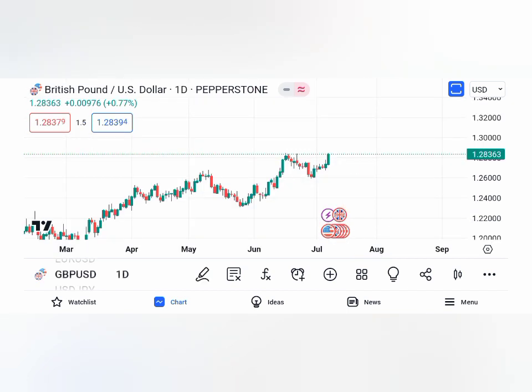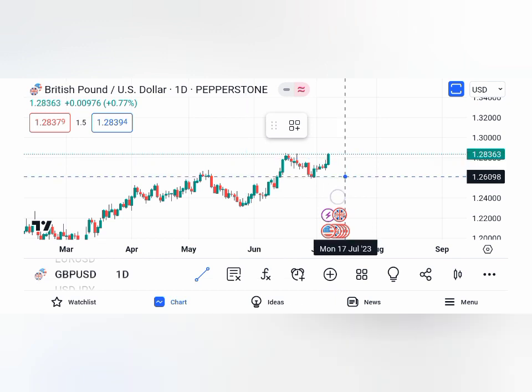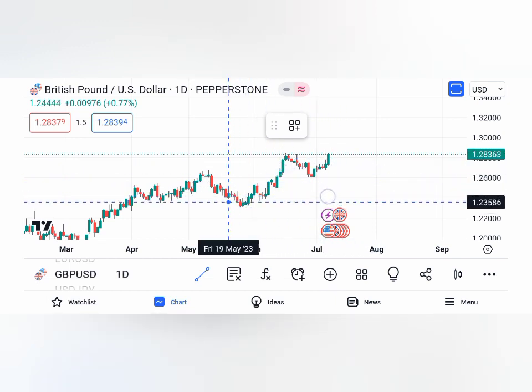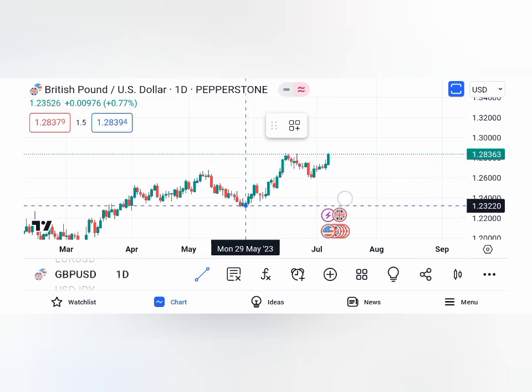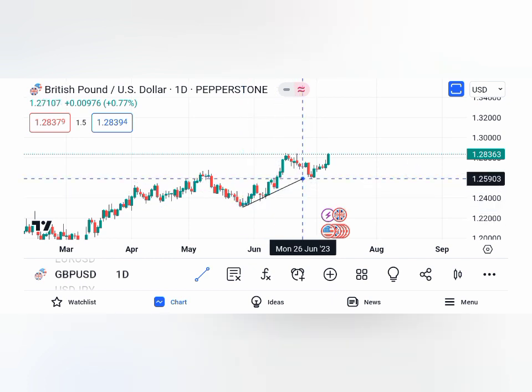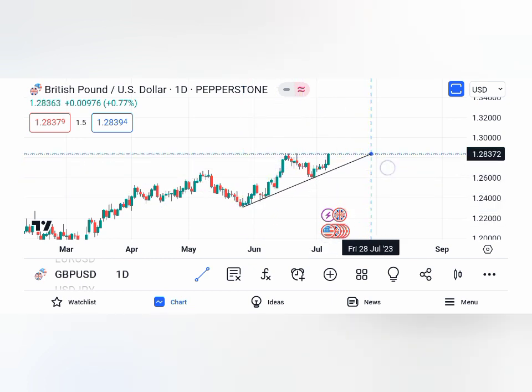Now on GBPUSD also, we can see that GBPUSD is in an uptrend. That's the Great Britain pound and the US dollar. On the daily time frame, we can spot a trend line from this very point to this very point here.